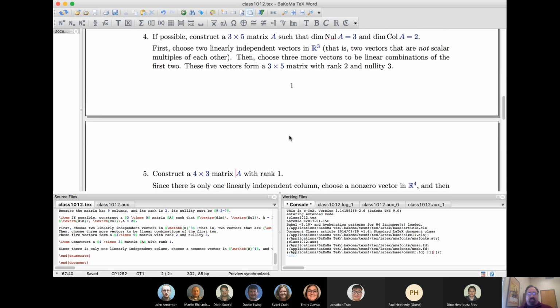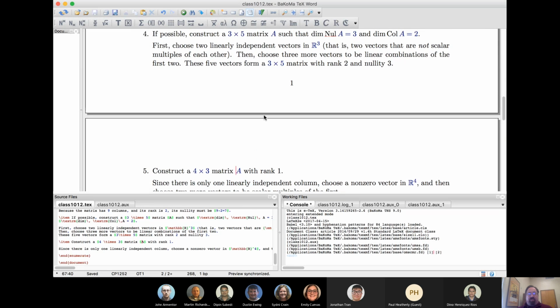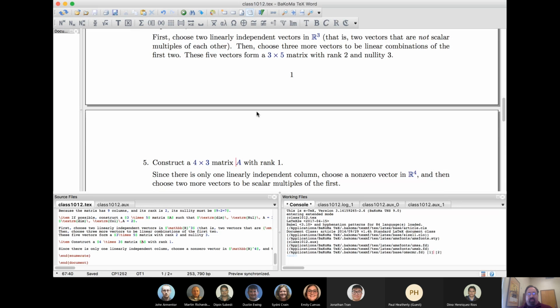Okay, so questions about these two problems, where the job is constructing a matrix with certain properties.